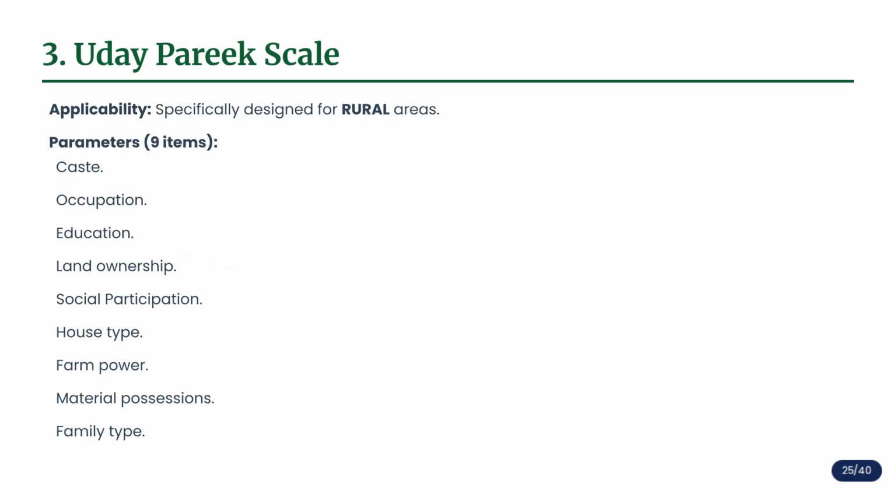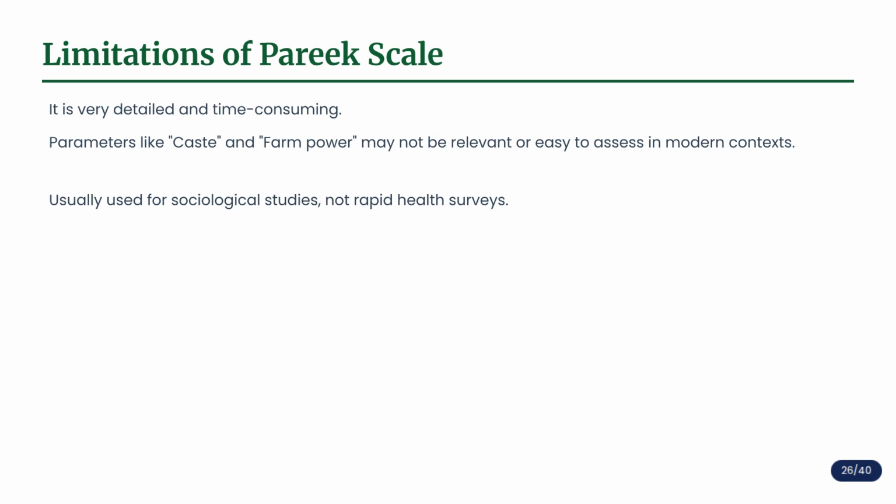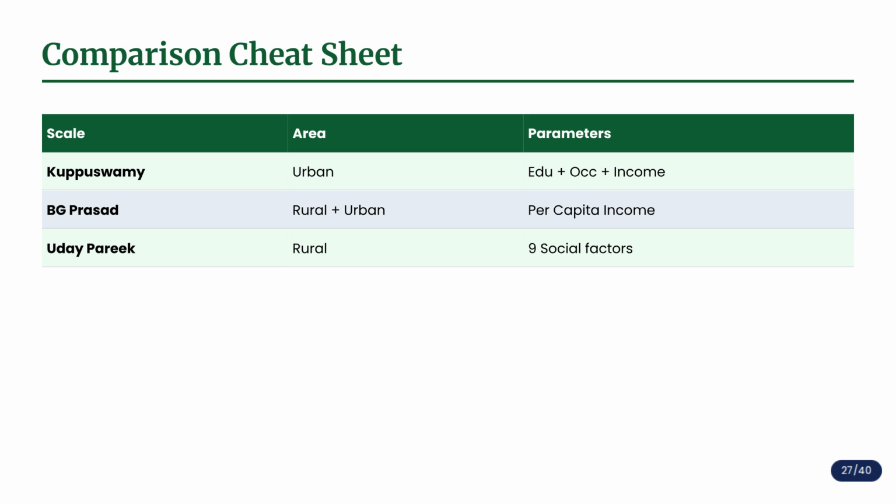The Udai Pareek scale is specifically designed for rural areas. It uses 9 detailed parameters, including caste, occupation, education, land ownership, and house type. Limitations of the Pareek scale include its detail, making it time-consuming. Also, parameters like caste may not be relevant for rapid health surveys, making it more suitable for sociological studies. This chart summarizes the key differences between the Kuppuswamy, B.G. Prasad, and Udai Pareek scales, highlighting their applicability and parameters.